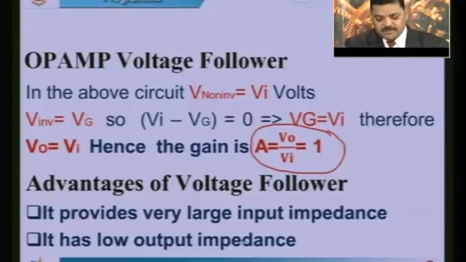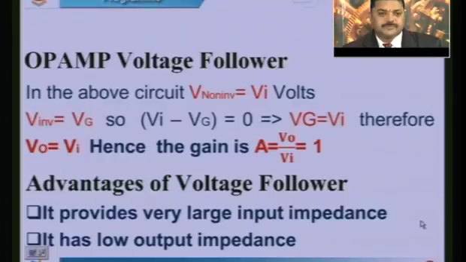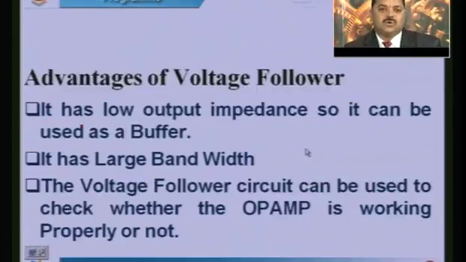What are the advantages of this voltage follower? As I told you, it provides very large input impedance and it has very low output impedance. These 2 points you can see here. Next, it has low output impedance, so it can be used as a buffer. A buffer is a circuit which has high input impedance and low output impedance. Such circuits are called buffers, and buffers are used in impedance matching in most of the electronic applications. And the voltage follower also has very large bandwidth.